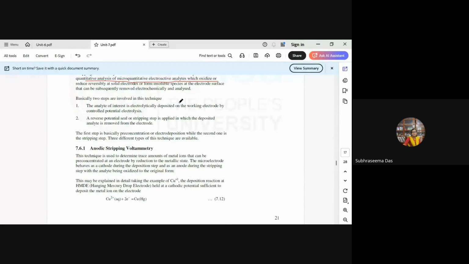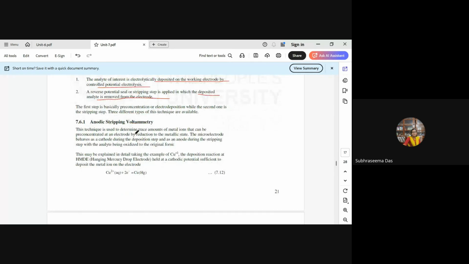Basically, two steps are involved in this technique. The analyte is electrolytically deposited on the working electrode by controlled potential electrolysis. A reverse potential scan, or stripping step, is then applied, in which the deposited analyte is removed from the electrode. The first step is basically pre-concentration or electrodeposition, while the second one is the stripping step.